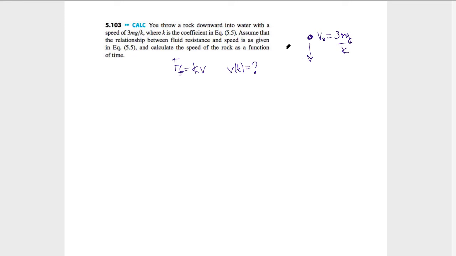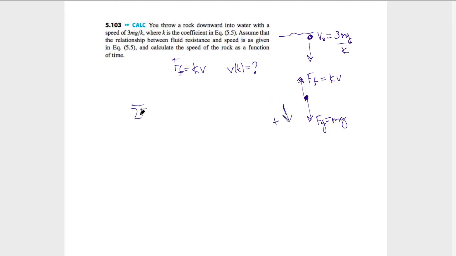So we're looking for v as a function of time. So the rock enters water, and then it has some velocity function of time. So we have a downward force, which is the force of gravity, which is equal to mg. And we have the resistance force, which is some friction or drag force, which is kv in the opposite direction. So for convenience sake, we're going to say down is our positive direction.